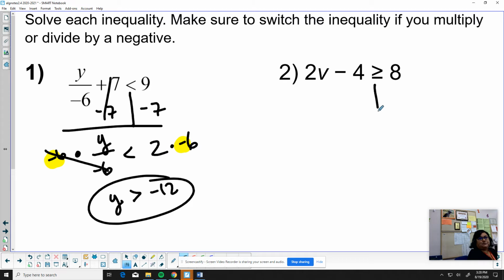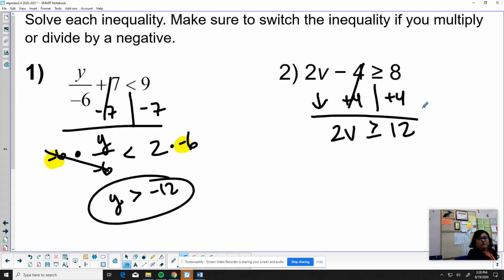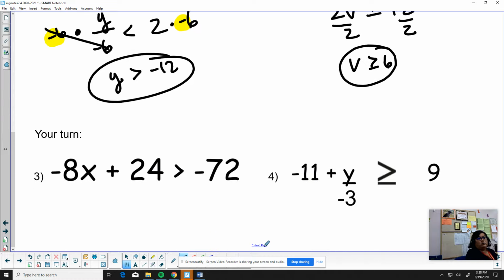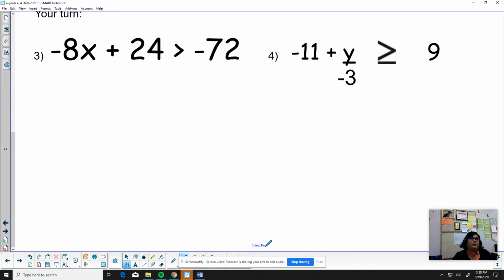Okay, next one. So I'm adding 4 to both sides. 2v drops down, greater than or equal to drops down, and 12. 8 plus 4 is 12. And then I divide by 2. I'm not flipping because 2 is a positive number that I'm dividing by. So my answer is v is greater than or equal to 6. All right, now I want you to press pause and you try 3 and 4.